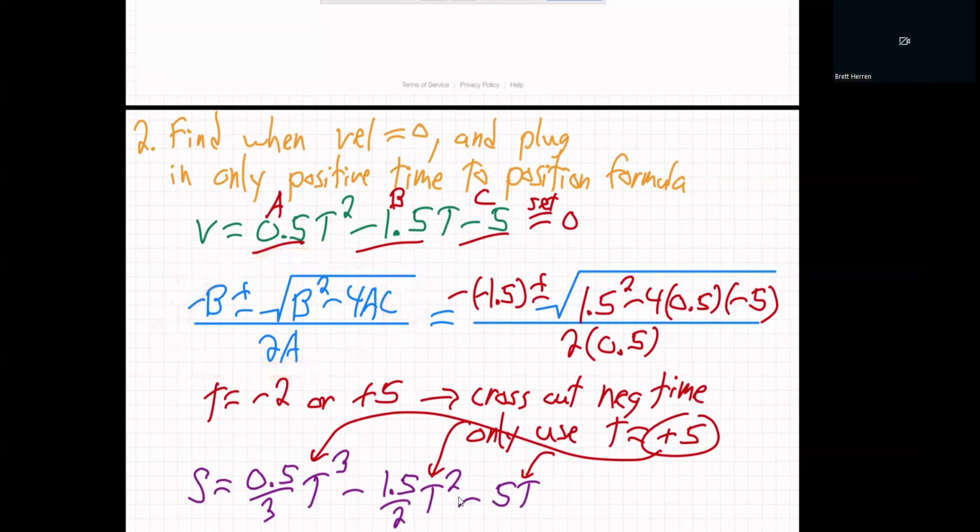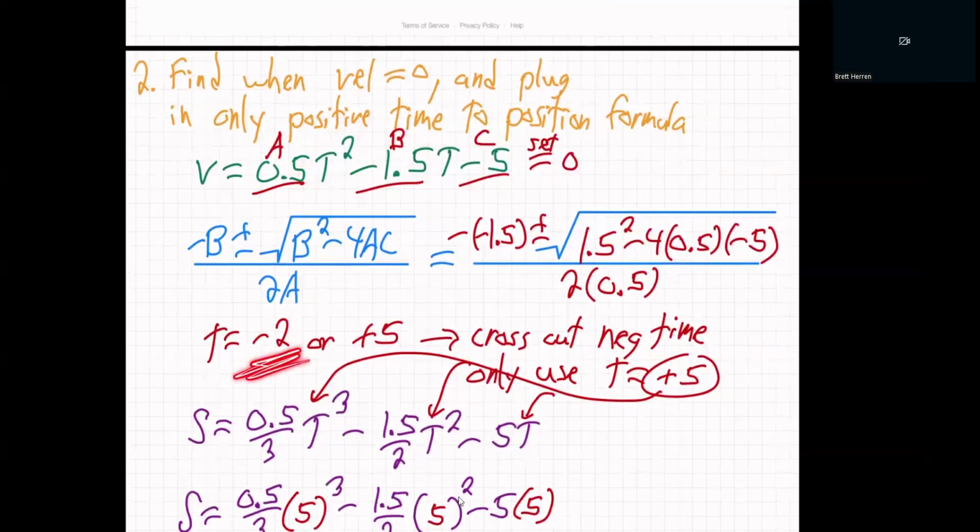So here it is. I plugged in the a, the b, the c, set equal to 0. Plug it all in. And then I went to Desmos and I got two answers, negative 2 and positive 5. We cross out negative time and only use positive 5. We can't go back in time. So we cross that one out. Positive 5.